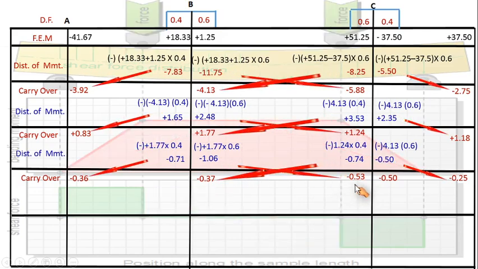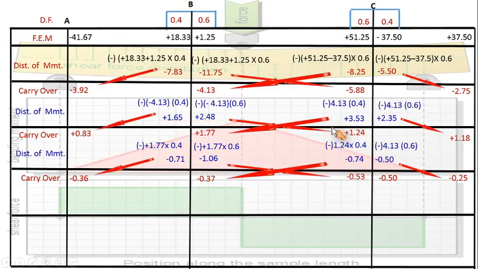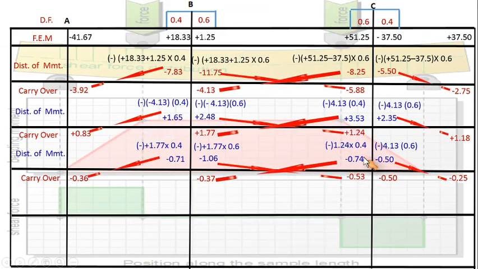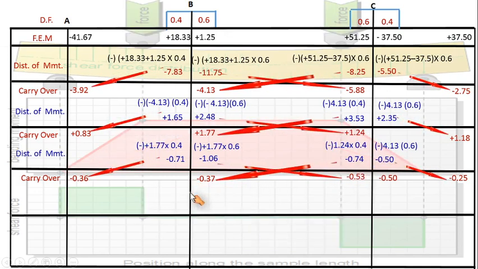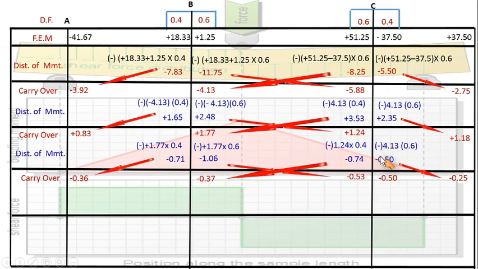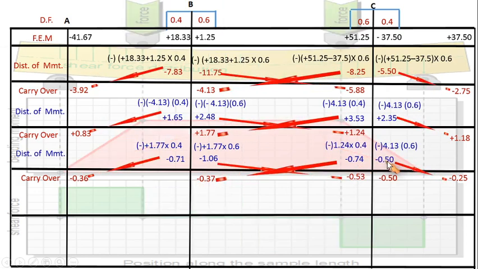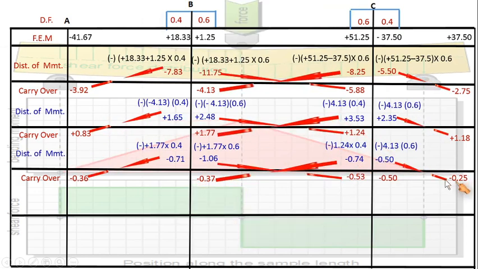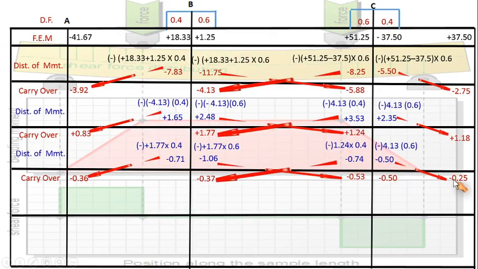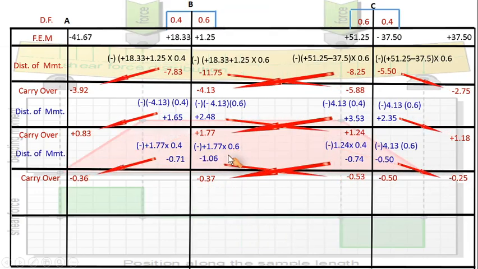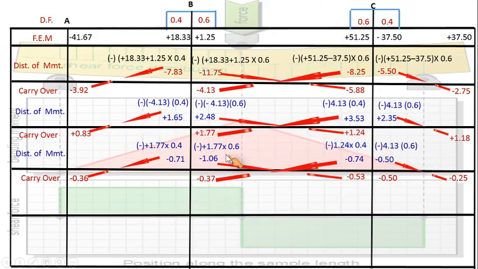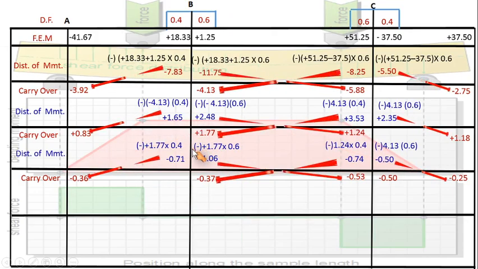So half of that has been transferred here. Similarly, about joint C, left of C, its far end is B. So half of that has been transferred here. Similarly, for the right hand part of C, the far end is D. So half of that has been transferred to this. So this is how we did the carrying over of the distributed moment about joint B.